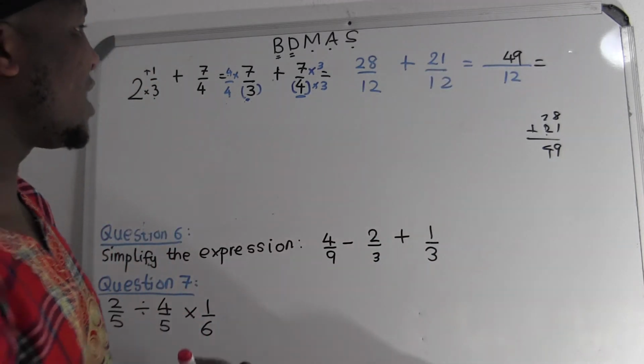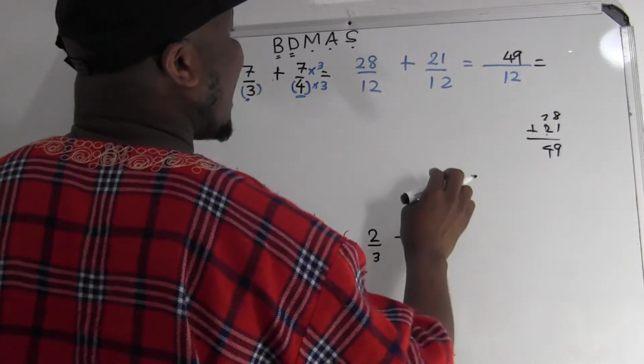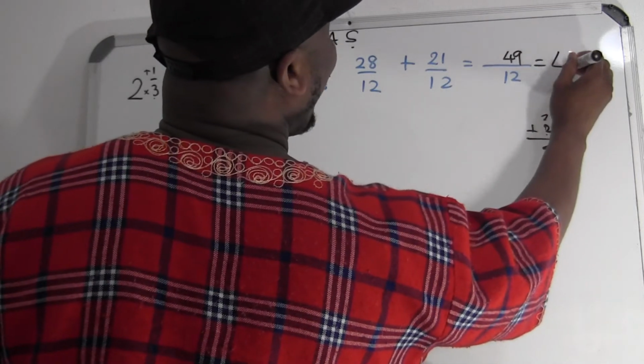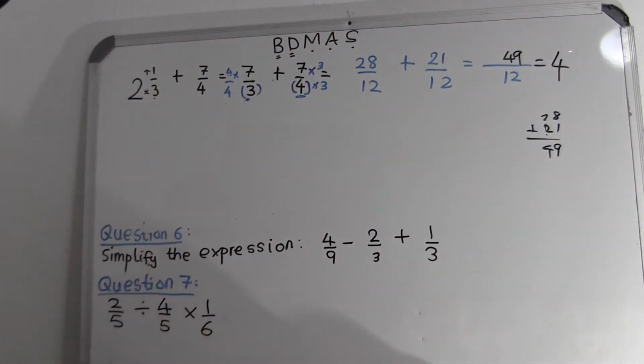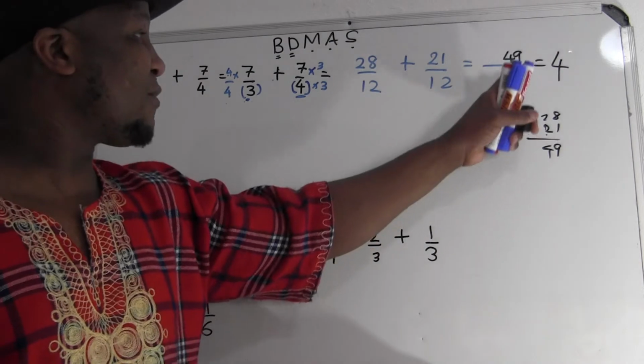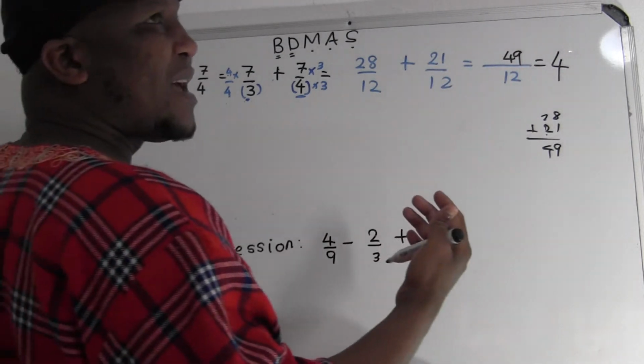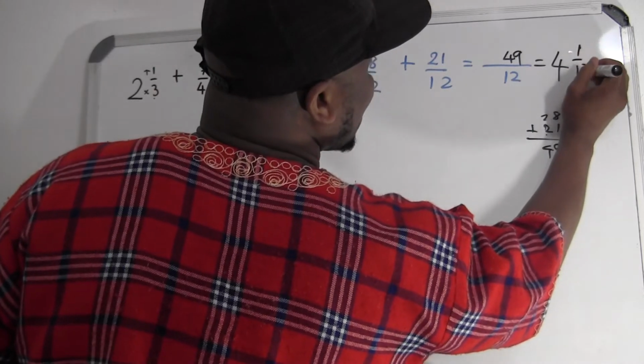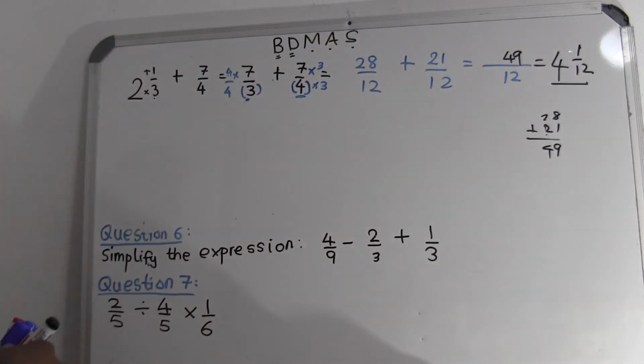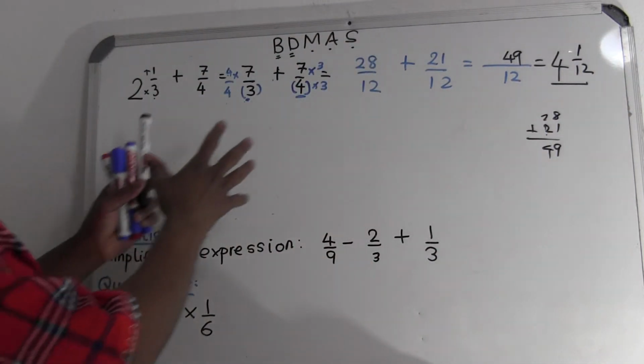So what we're going to say here: how many 12 in 49? There are 4. You've got to go with the times table. How many 12 in 49? There are 4, which is 48. And what am I going to be left with? I'll be left with 1/12. So this is my final answer. So that's how you do it, make sure your denominators are the same.